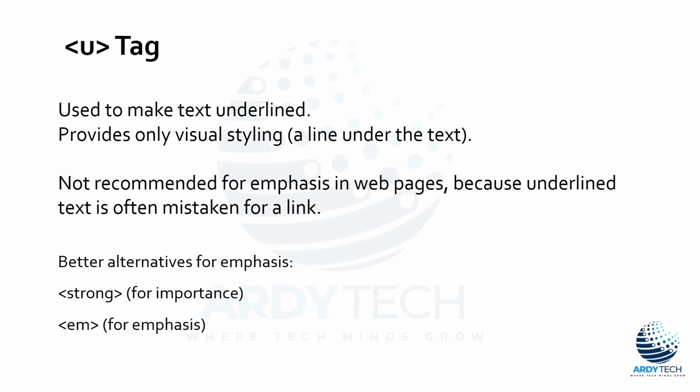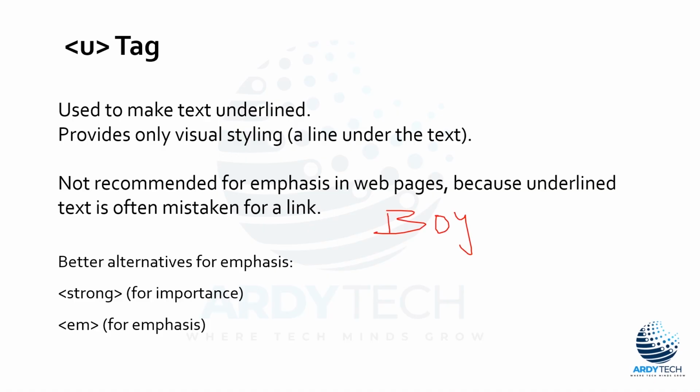So we also have another type of tag, which is the U tag. Of course, the U tag is commonly used to underline text, but it is not always recommended for web pages. The reason being, it is often mistaken to be used as links. Like for example, let's say we have boy here.